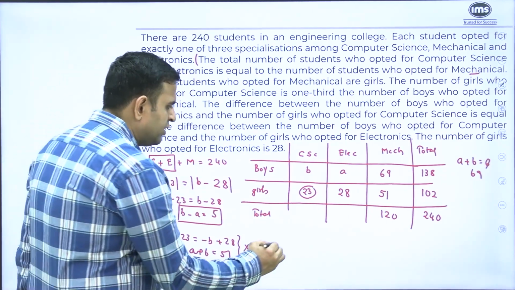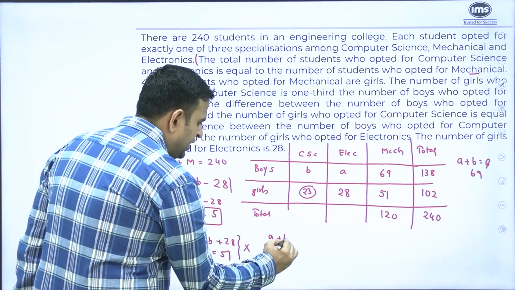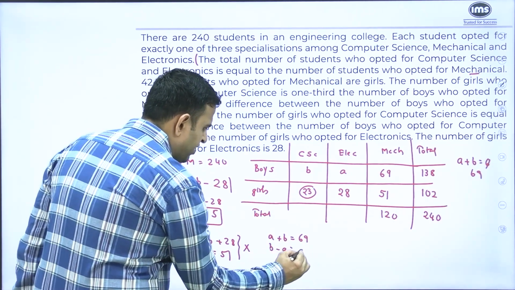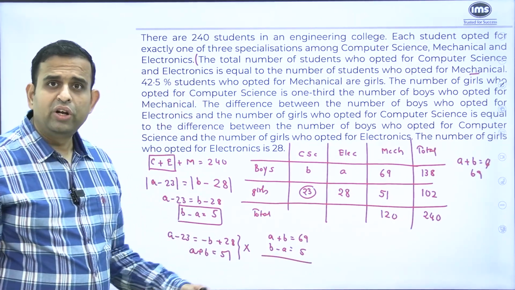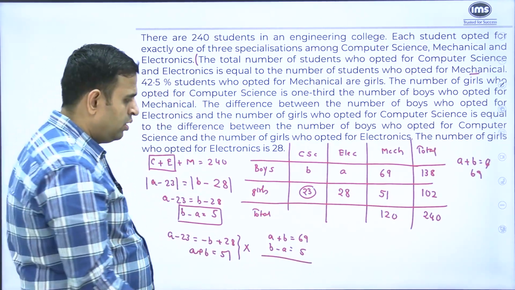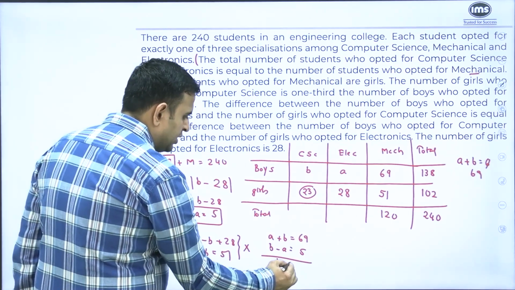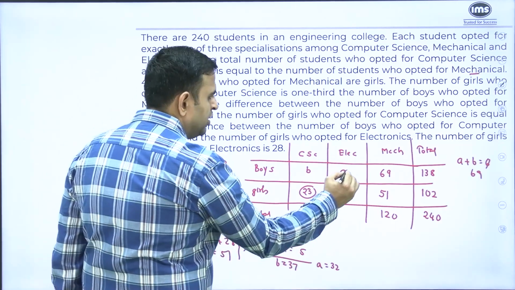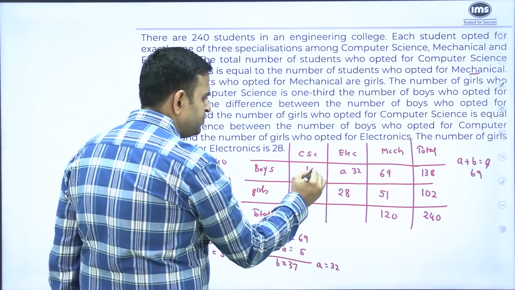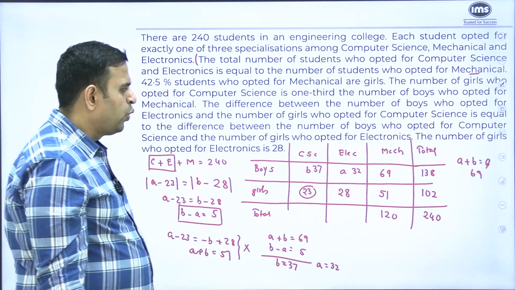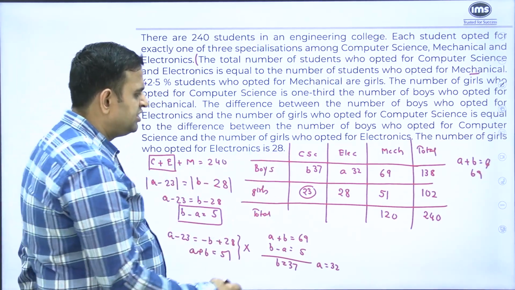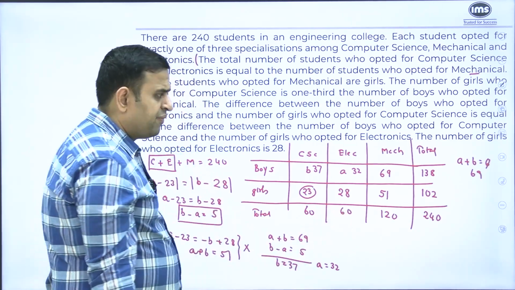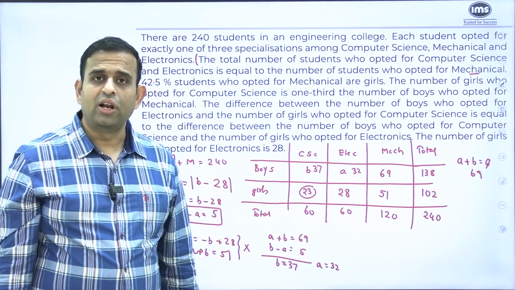And now if I solve for this, A plus B as 69, B minus A as 5, you add them up, you will get 2B as 74. So B will become equal to 37. So A will become equal to 32. So A becomes 32, B becomes 37. Total of this will become 60. Total of this also becomes equal to 60. And with this, we will be in a position to answer all our questions.